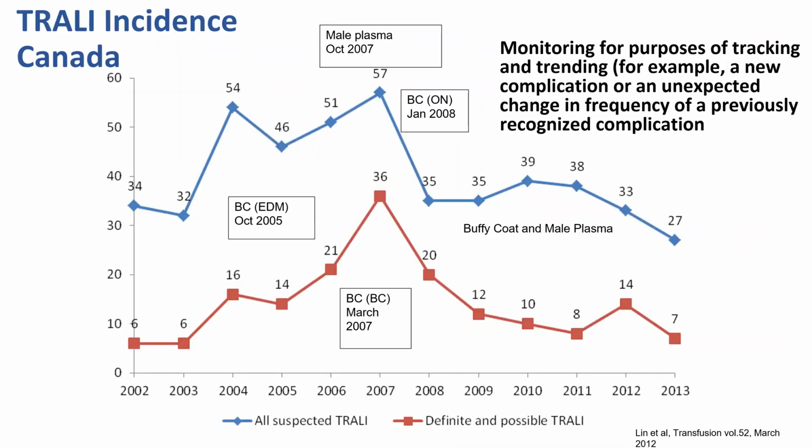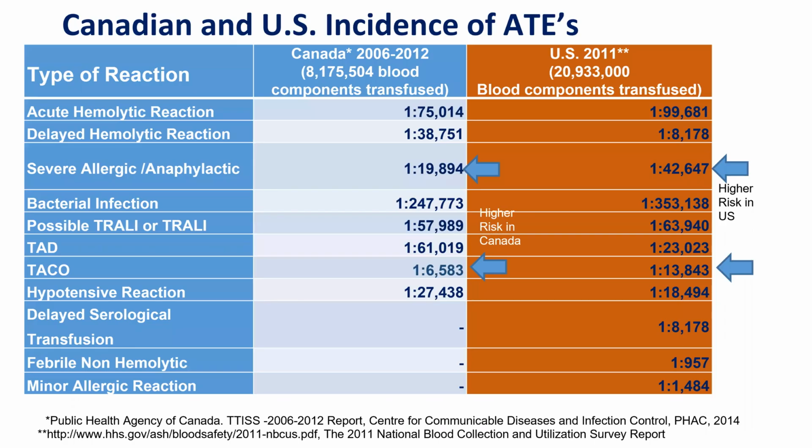Here's a slide showing the TRALI incidence in Canada and how we track the trends through surveillance. In 2007, when they introduced male plasma, they saw a definite reduction in the number of TRALIs. We can compare the incidence to other countries' incidence and see higher risk or lower risk of a certain type of transfusion reaction, keeping those stats. And as you can see in Canada, we don't report the minor reaction incidence because it's not part of the surveillance reporting.